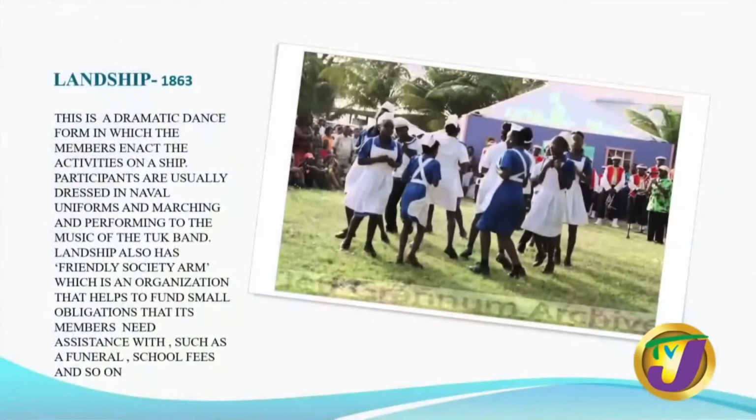So moving on, Landship also has a friendly society arm, which is an organization that helps to fund small obligations and its members whenever they are in need. And they provide assistance such as fees for funeral, school fees, etc. Now, the Landship form, as I've said, is most prevalent in Barbados, and they create reenactments of what happened on ships in the early 1800s.